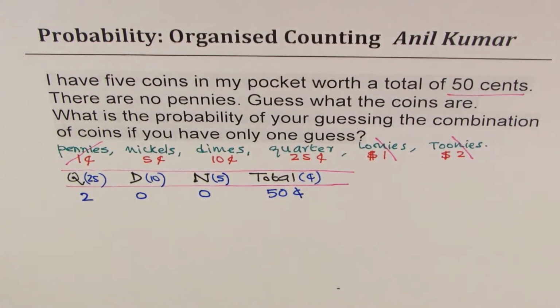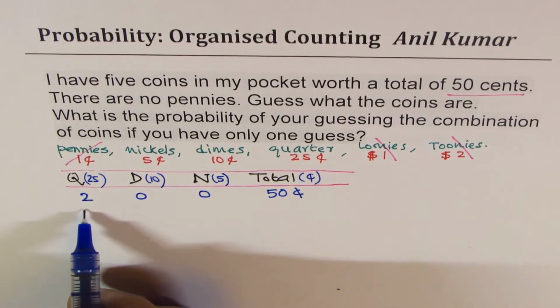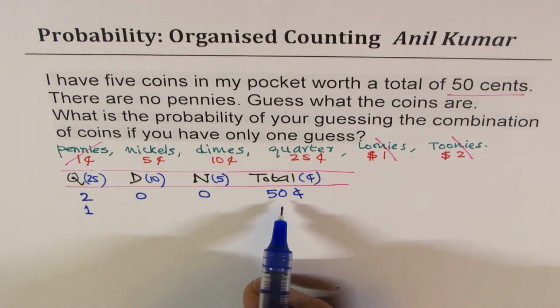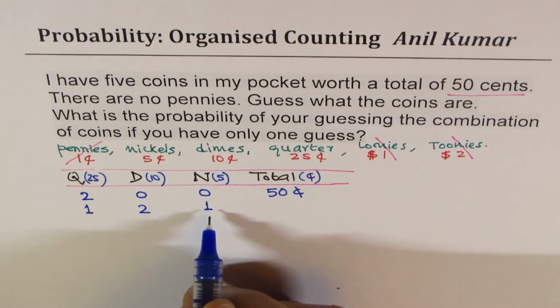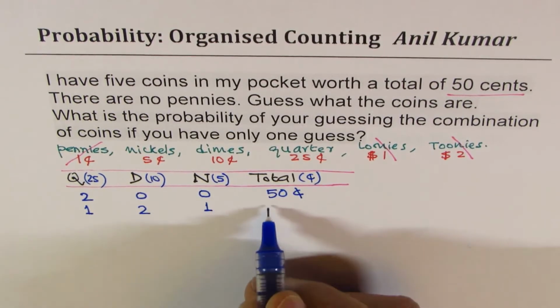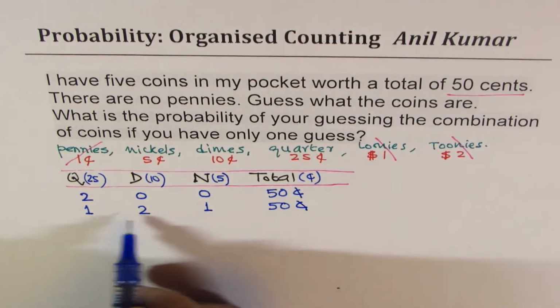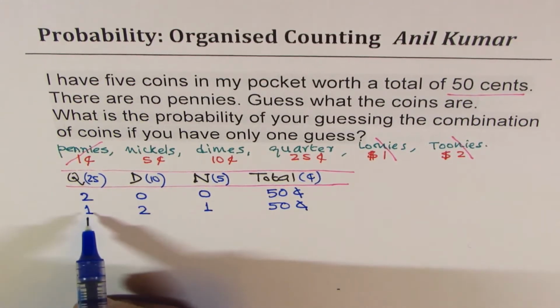Is this clear? Perfect. Now, if I have 1 quarter, that means I have 25 cents. To make 50, I could have 2 dimes, right, and 1 nickel. So now I have again 50 cents. Is it okay? So with this combination, I have 50 cents. Okay. So that is with 2 or 1 quarter.